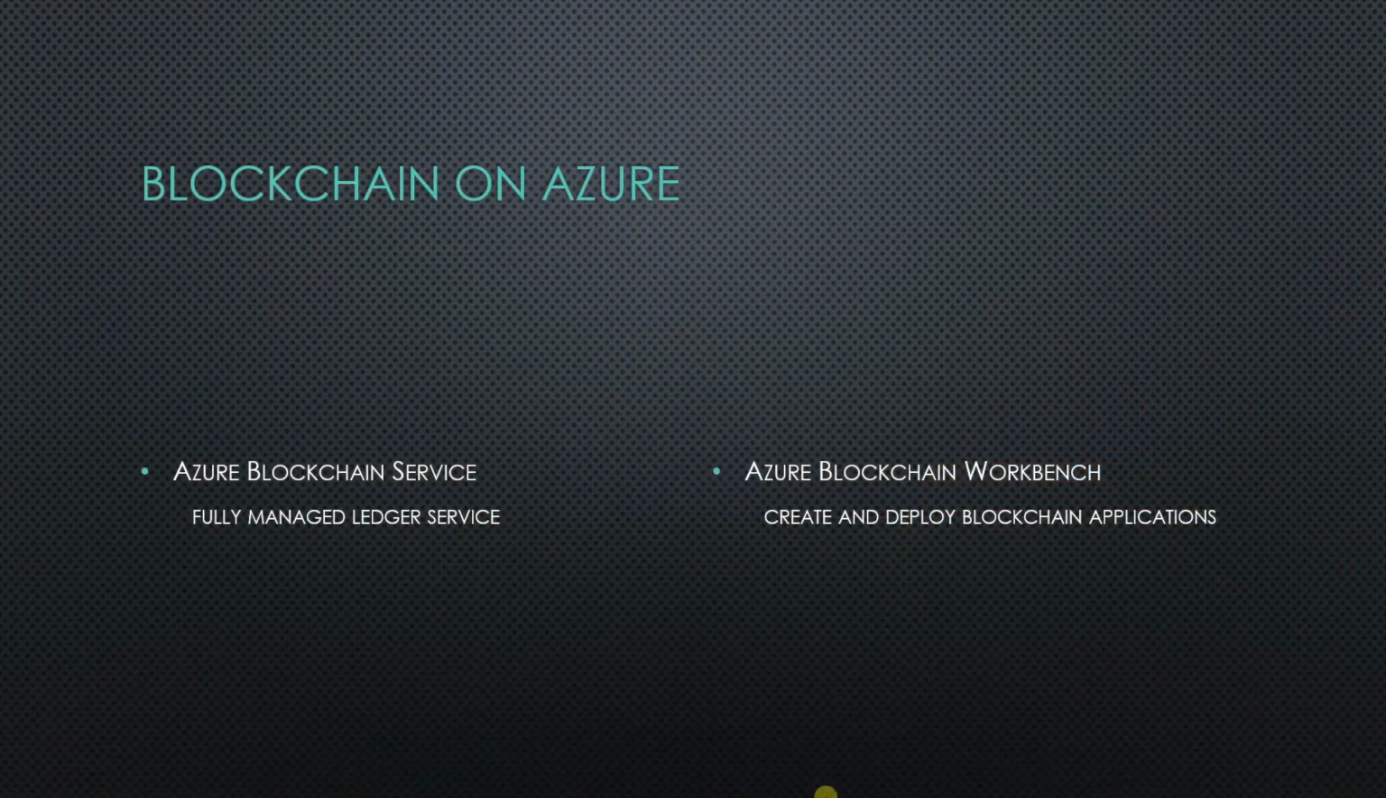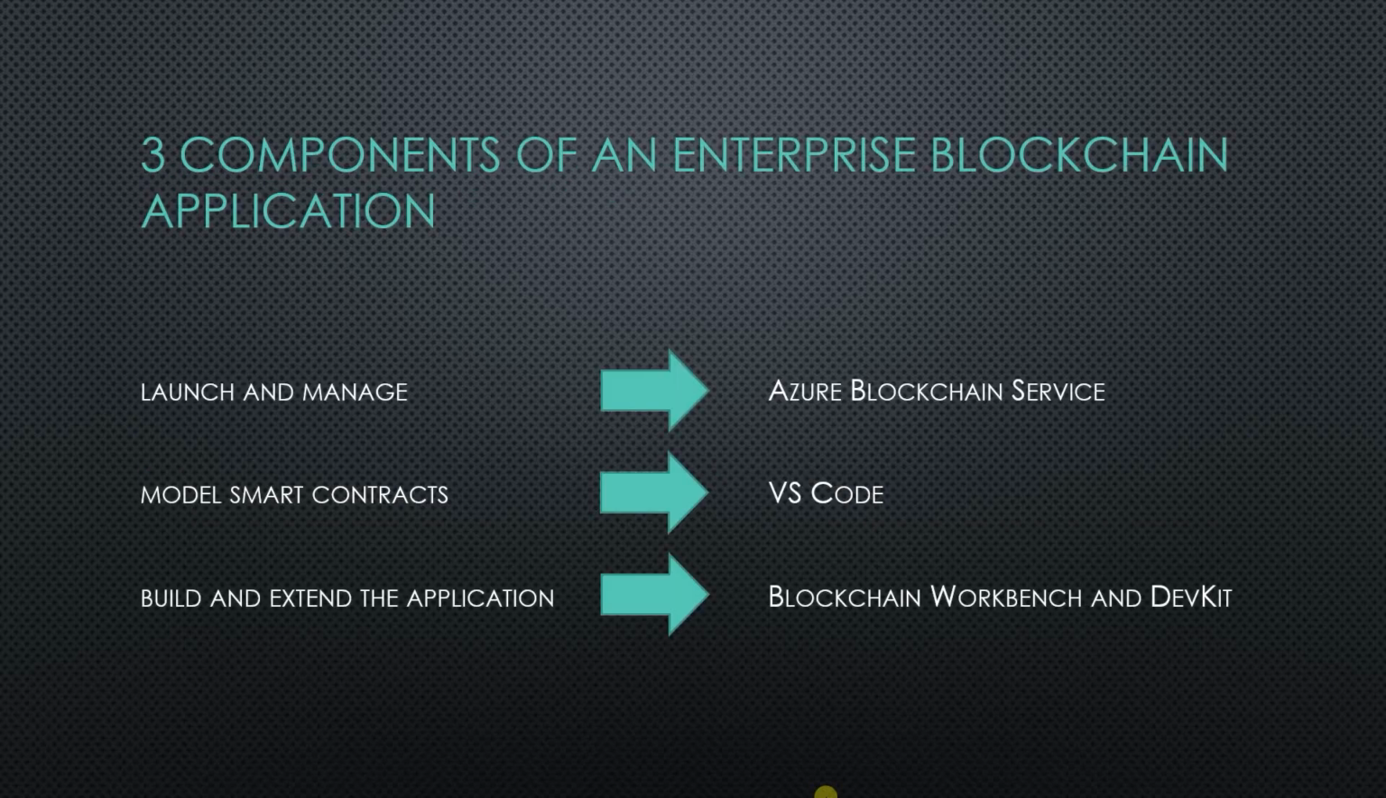Exactly, yes. So as I mentioned in the previous session, there's a blockchain service and there's Azure Blockchain Workbench. And also, not in this slide, there's a Visual Studio Code extension. And that's more for creating smart contracts, right? Yeah, so these are the three components of an enterprise blockchain application. You have to launch and manage it, you have to model smart contracts, test it, try it out, and you have to build and extend the application.